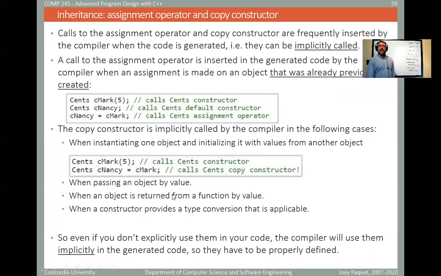Other possible places where the copy constructor would be used is when you pass a certain object. For example, you pass an object of a certain type by value to a function; the copy constructor is going to be used to make a copy of this value and then use it internally in the function. So passing by value calls the copy constructor. If you return an object by value, the copy constructor is again called.